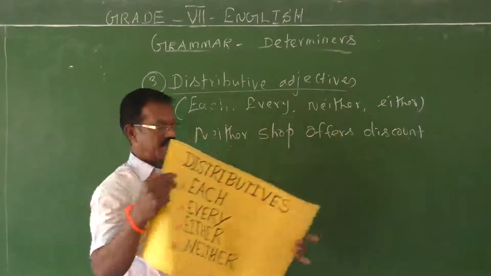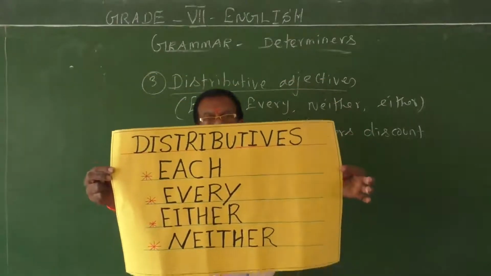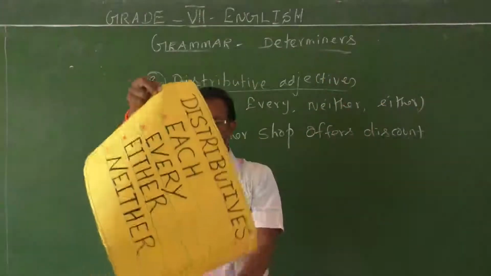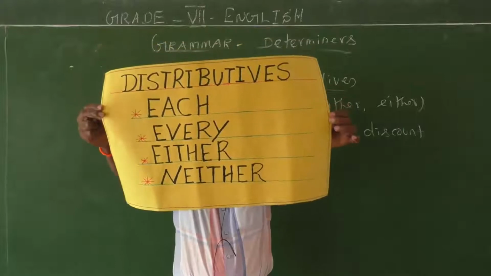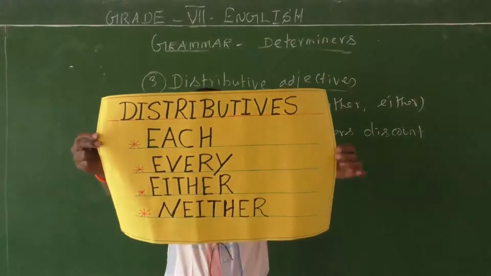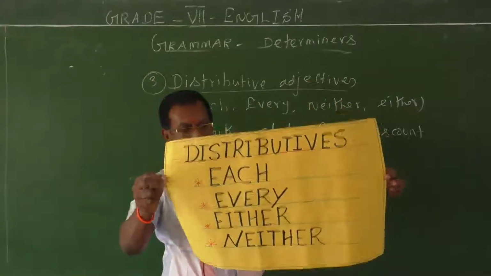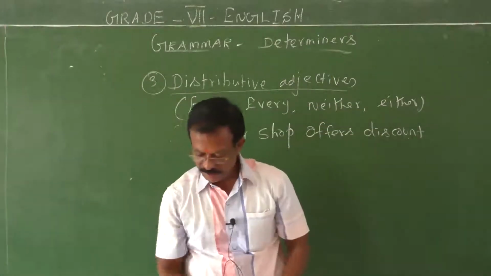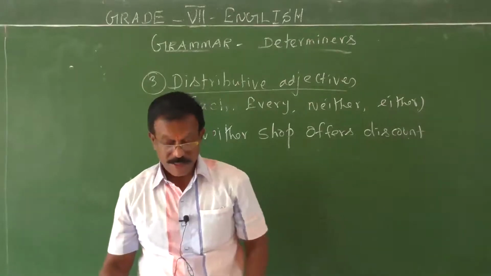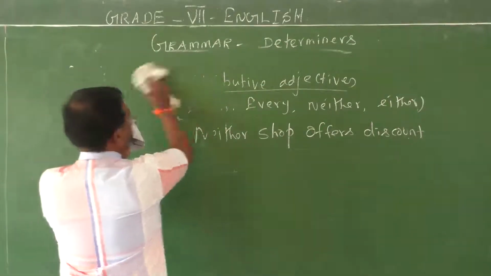See children, this chart. The chart gives you all the distributive adjectives: each, every, either and neither. And I have given here a good example for each distributive adjective. You too can frame your own examples based on the examples given in the classroom. Okay children, could you follow me? Fine. Next. Following distributive adjectives, next we are going to see possessive adjectives. Possessive adjectives, the fourth determiner.